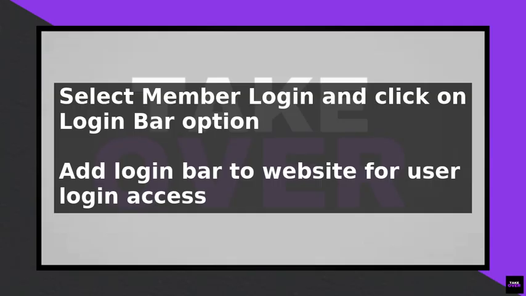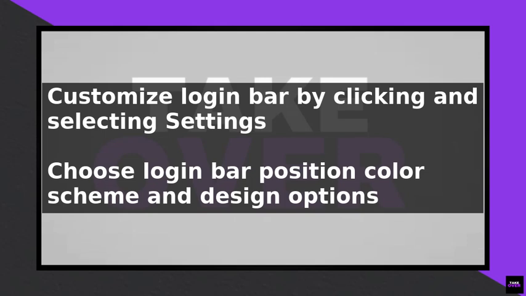Next, set up the member login system by going to the Wix settings and selecting Member Login. Here, you can configure the login options, such as allowing users to log in with social media accounts or creating custom login forms. To restrict access to certain pages, go to the page settings and select the Member Login option.